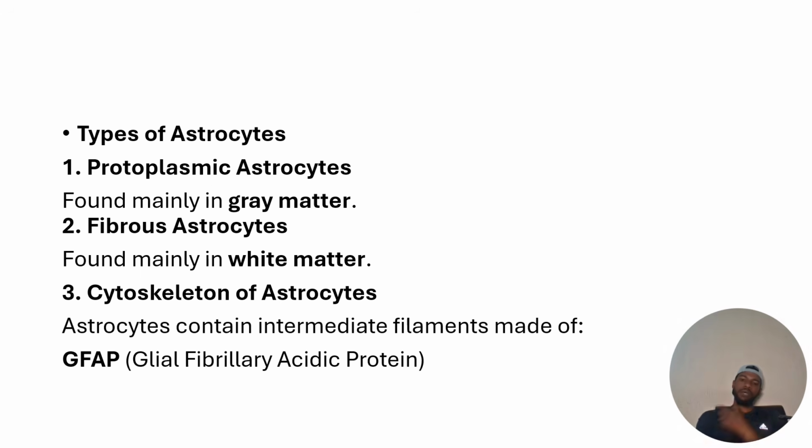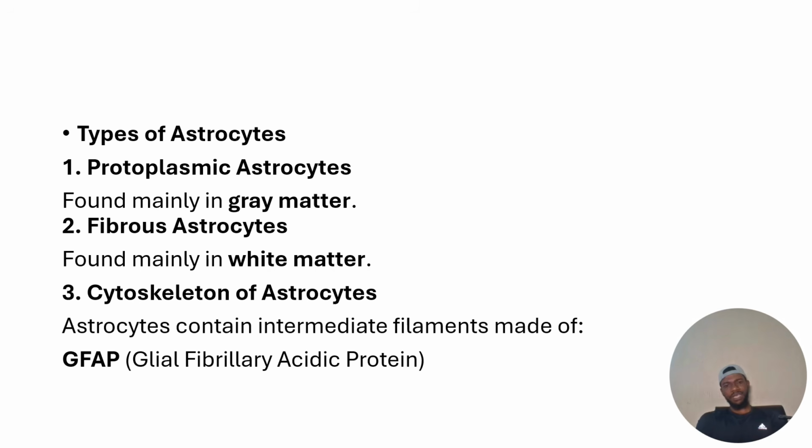Now, talking about the types of astrocytes, here we have the protoplasmic astrocytes and the fibrous astrocytes. The protoplasmic astrocytes are mainly found in the gray matter. These astrocytes are usually short, thick, and highly branched. So they are associated with the neuron cell bodies and synapses.